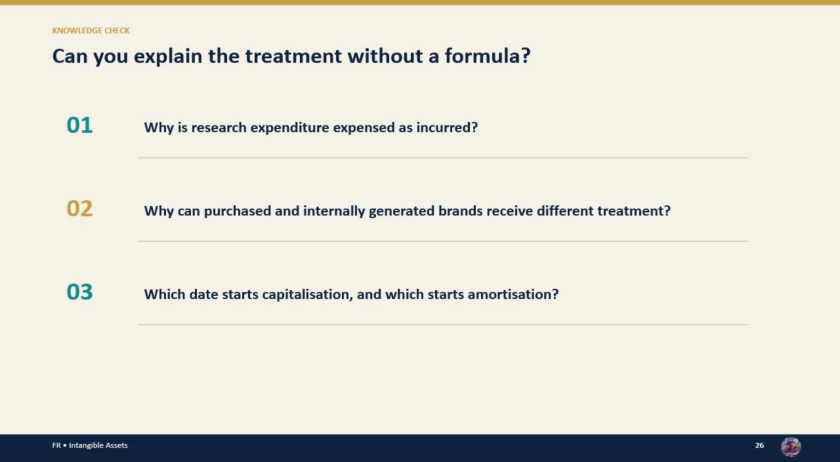Test your understanding. First, why is research expensed even when management hopes the project will succeed? Second, why can a purchased brand be recognized while an internally generated brand cannot? Third, what is the difference between the criteria met date and the available for use date? If you can answer in plain English, you are less likely to misapply the rules when the wording changes.